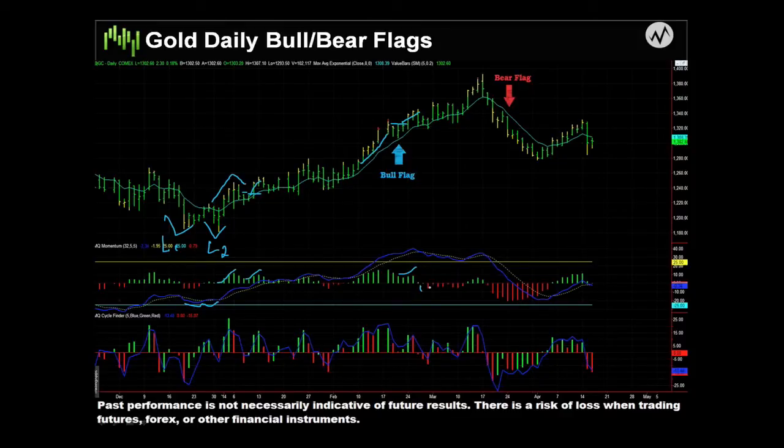You're either out when momentum rolls over, or when you have the bearish divergence, or when you hit overvalued or significantly overvalued. Lots of different ways you can determine your exits. Either way, they all worked out really well for both bull and bear flags. And again, all you're looking at is the price, the momentum, and the value.